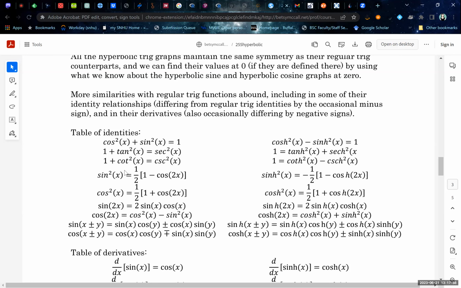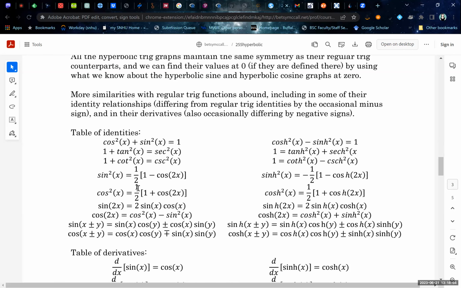Again, same thing here. If you divide the original identity by sine squared, you get sine squared over sine squared is 1, cosine squared over sine squared is cotangent squared, and 1 over sine squared is cosecant squared. You get this other identity. And again, this one is derived from the same thing up here, but slightly rearranged and divided around.